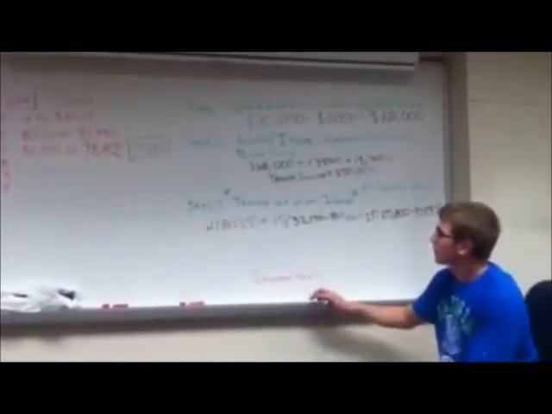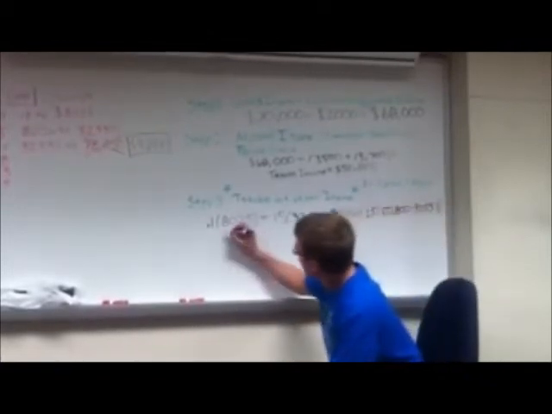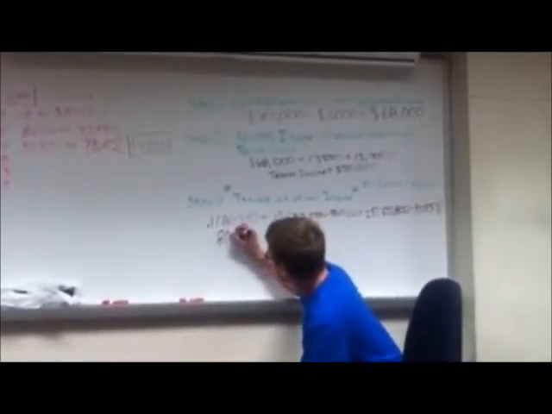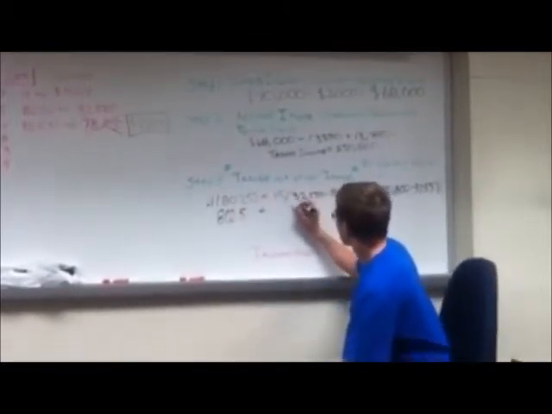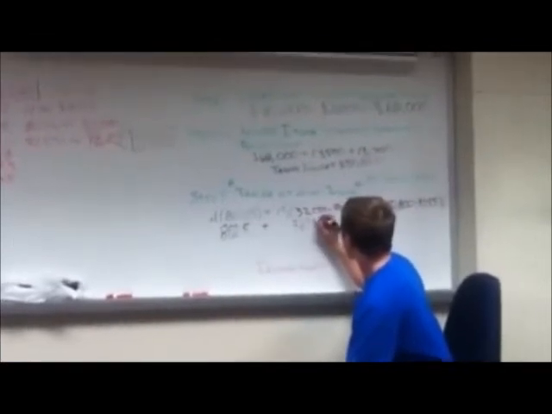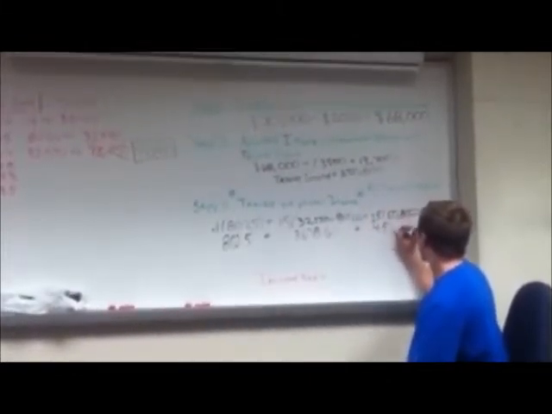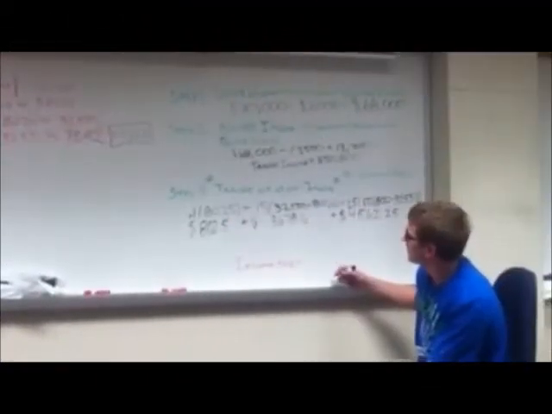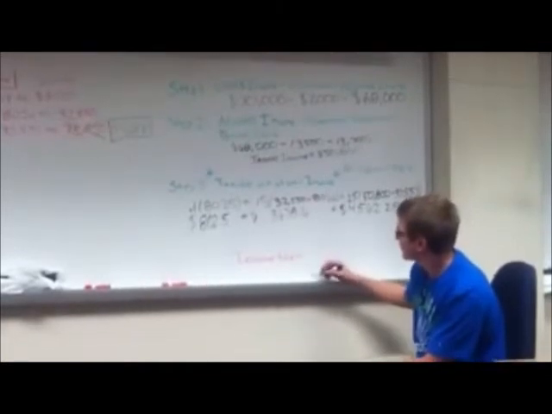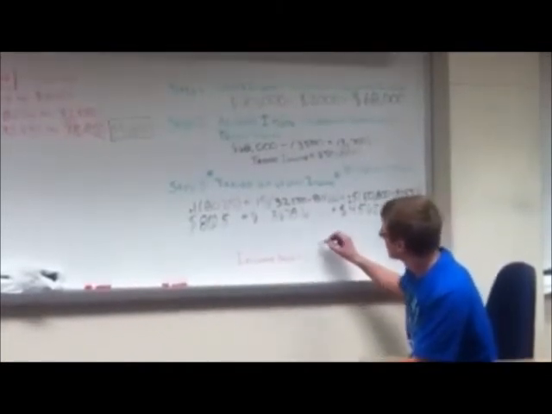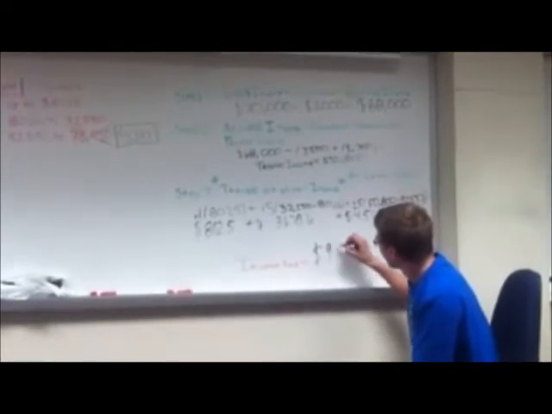Going back, 0.1 times 8,025 should give you 802.5, plus 3,678.6, plus 4,562.25. You add all these numbers together, you should find out that the income tax for this male is $9,043.35.